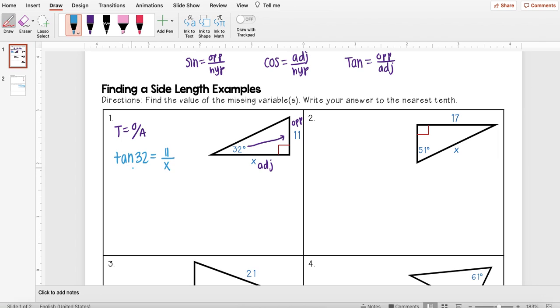So to do this, I'm going to make this into a proportion problem. So I'm going to put this over 1, and that way I can cross multiply. So I have x times tangent of 32 is equal to 1 times 11, which is 11. Then I'm going to divide both sides by tangent of 32. So that means that x is equal to 11 divided by tangent of 32.